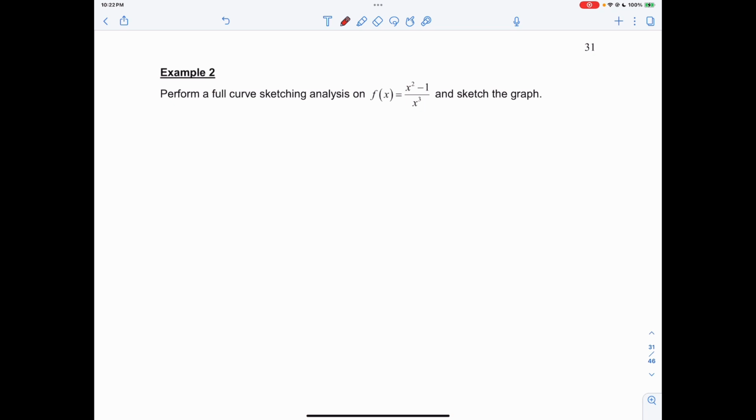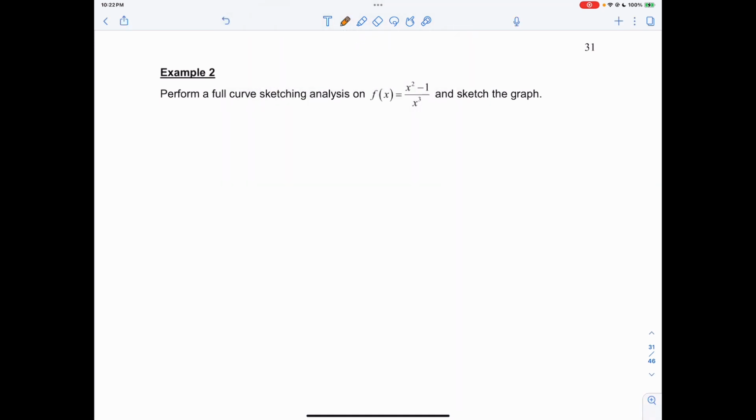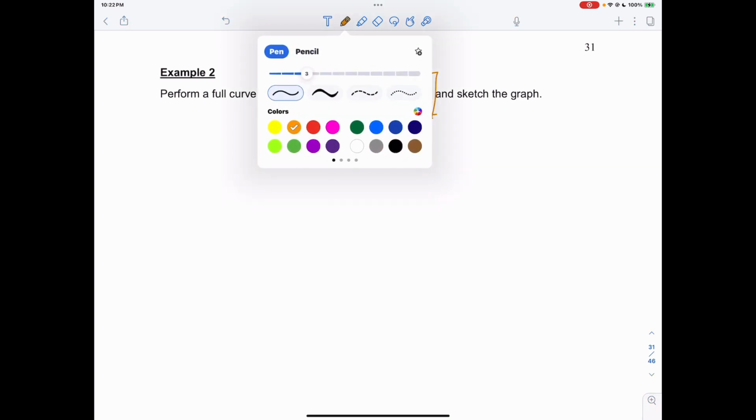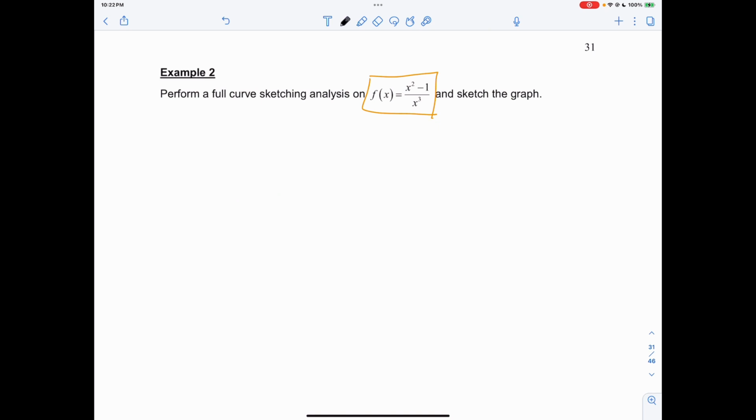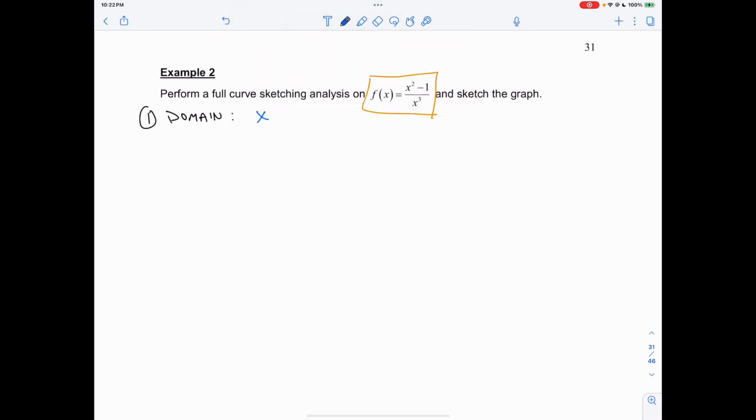So that example gave us the properties of the graph and for us to sketch it out. For the next examples, we're just given a function where it wants us to perform a full curve sketching analysis and sketch out the graph. So remember, we're just following those steps that it said in the beginning. Step 1 is domain. In this case, looking at the denominator, x cannot equal 0.